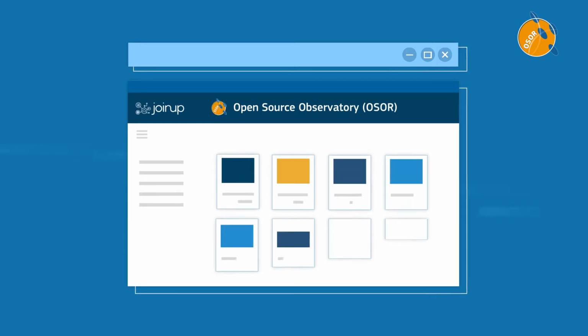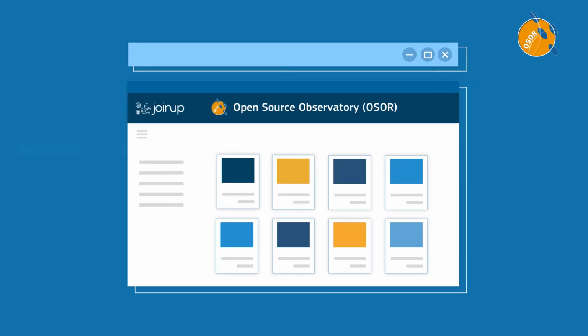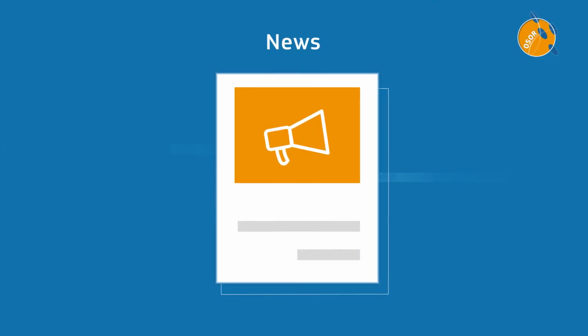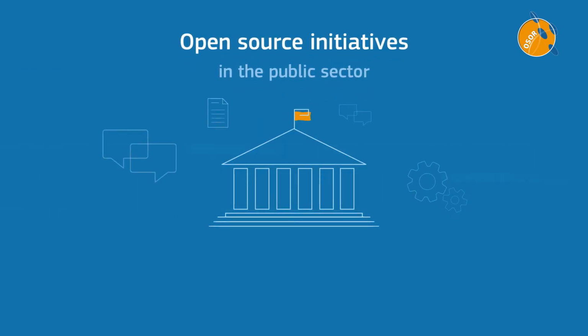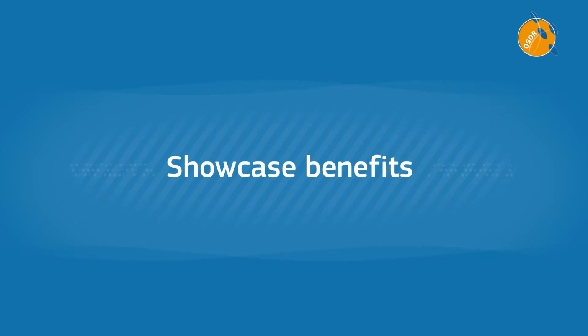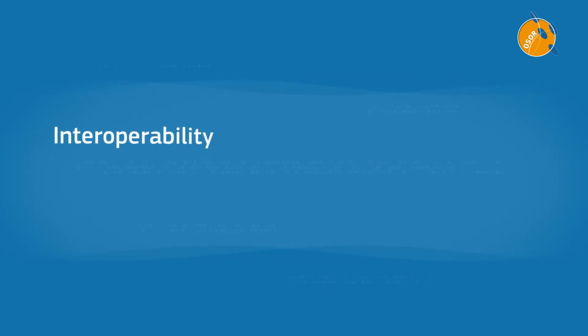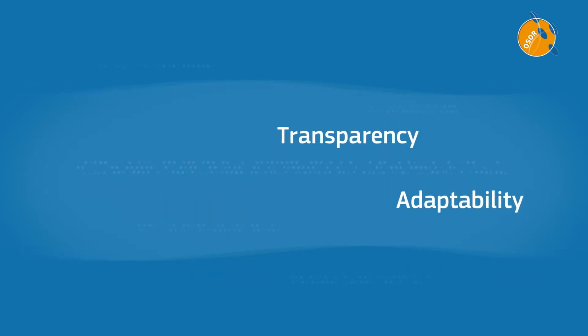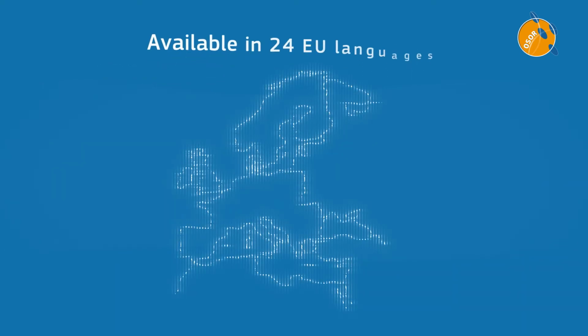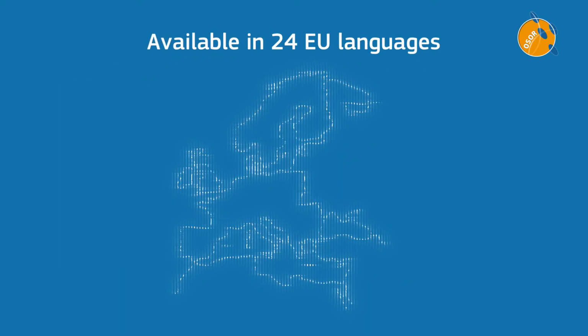It is hosted on the JoinUp collaborative platform and brings public administrations and open source communities together. It is a single information point for news, events, case studies, and other invaluable resources on open source initiatives in the public sector in Europe and beyond. They showcase the benefits afforded to users of open source, including interoperability, cost reduction, transparency, and adaptability. Many of these resources are accessible in 24 EU languages.